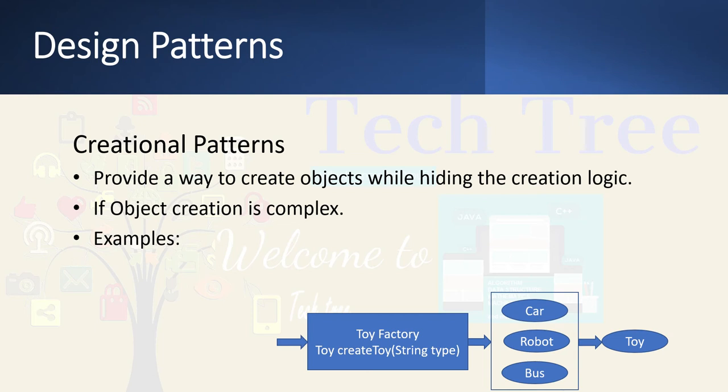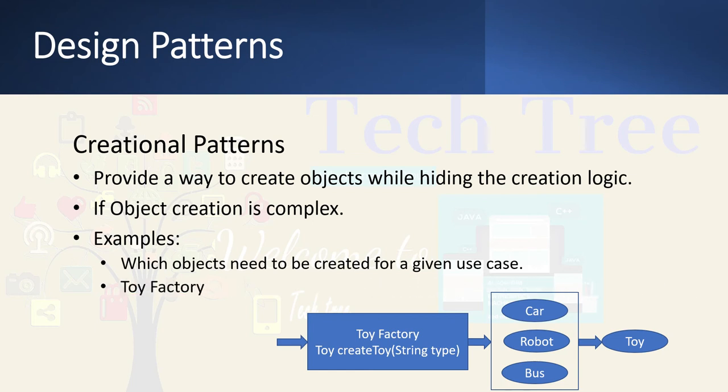Suppose I have lots of toys like car, robot, bus, and based on toy type, we are going to create the toy object. If type is car, then we have to create a car object. If type is robot, then we have to create a robot object. So in place of writing this logic everywhere, we write this logic at one place, and that is called toy factory. And this is a very famous design pattern called factory design pattern. We will learn about this factory design pattern in this lecture.